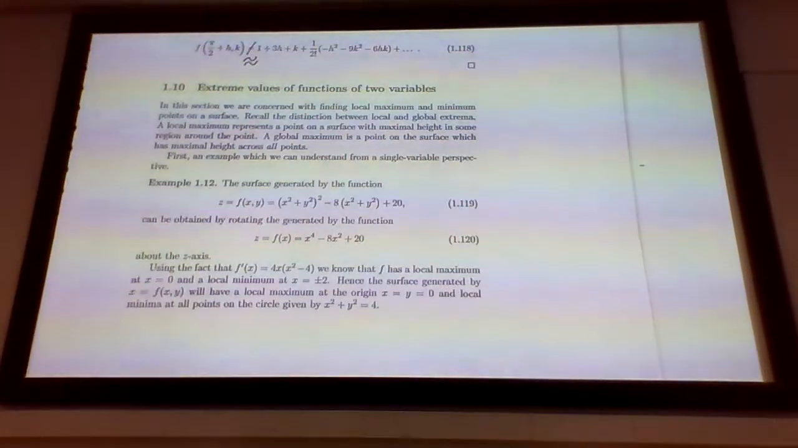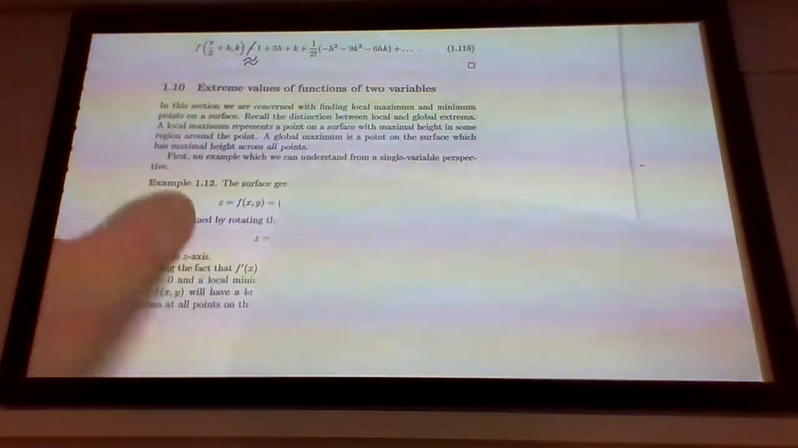The second thing we're going to look at this morning is section 1.10 here. And this is about extreme values of functions of two variables. Again, we're going to remind ourselves a little bit about the situation for single variables.